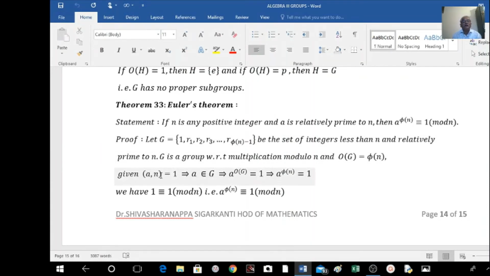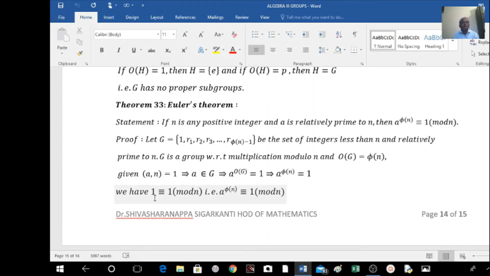And given that gcd(a, n) equals 1, a is relatively prime to n, therefore a must be an element of this set. So a belongs to G. If a belongs to G, then we have already proved that a to the power of order of G equals the identity element. The identity in this multiplication modulo n is 1. So a to the power of order of G is equal to 1. And what is order of G here? It is nothing but phi(n). So we have got a to the power of phi(n) is equal to 1.